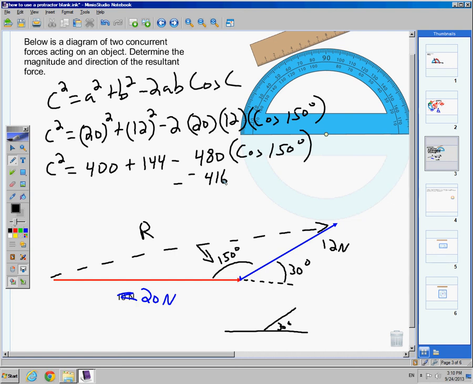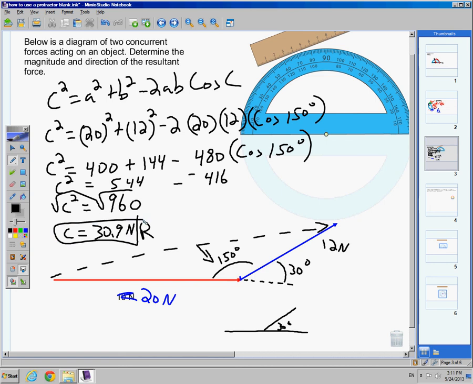On the left-hand side, I'm going to have an answer of 544. And that's still equal to c squared. So c squared equals 544 minus negative 416, which gives me an answer of 960. I know that's squared, so I'm going to square root this. And then C equals the square root, second function x squared, of 960. And that gives me 30.9 newtons. And that does make sense. I'm glad I made that mistake.